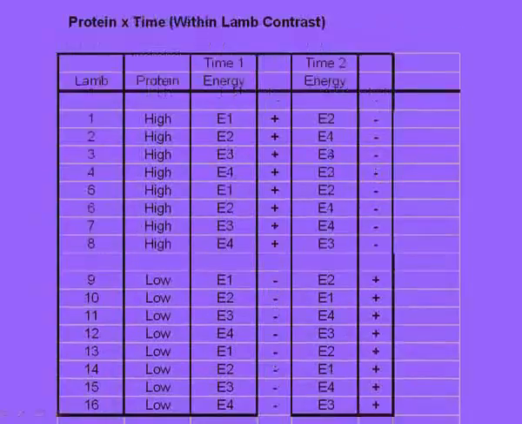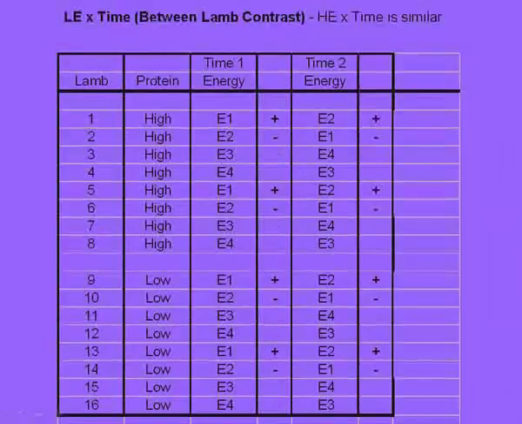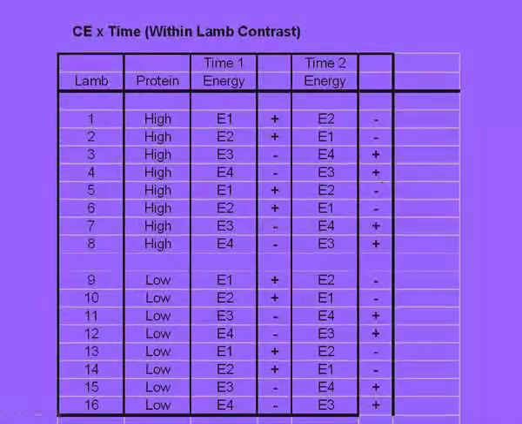If you look at protein by time, the contrast is shown there. That's a within lamb contrast. If you look at low energy by time, then that's a between lamb contrast, as would be high energy by time. If you took combined energy by time, then that's a within lamb contrast.